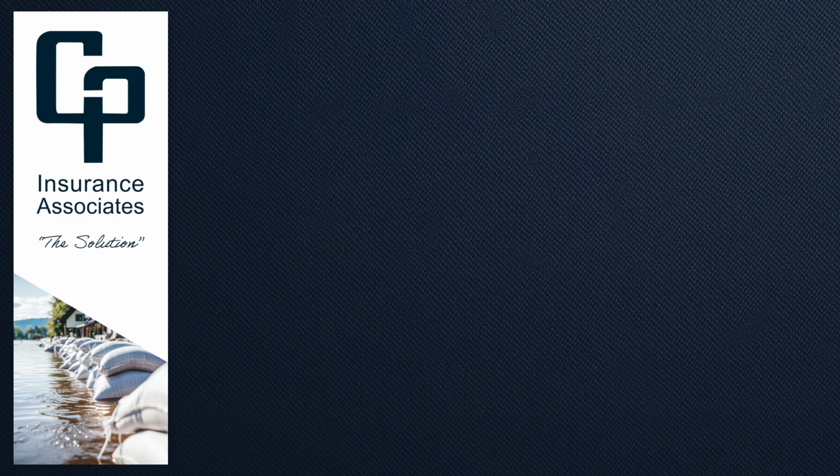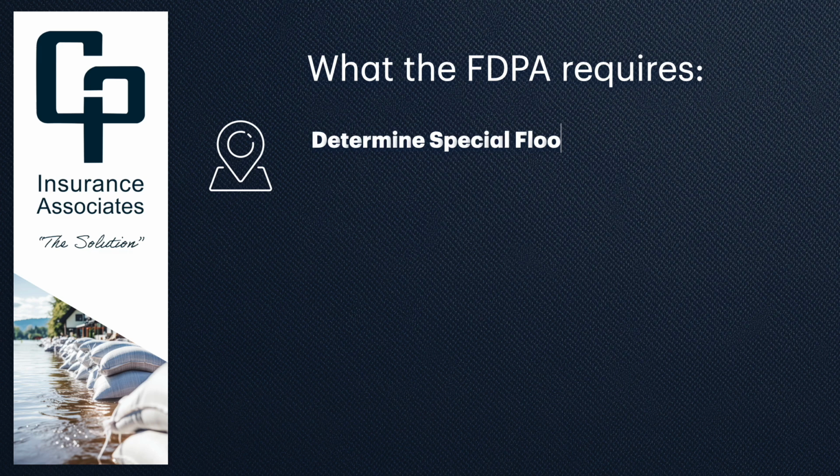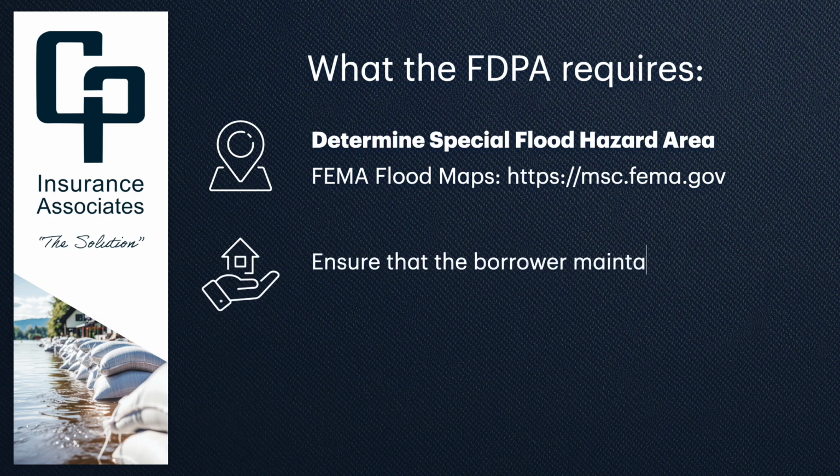Under the FDPA, lenders must determine whether a property securing a loan is located in a special flood hazard area, as identified by FEMA flood maps. If a building securing the loan is located in a special flood hazard area, and the community participates in the National Flood Insurance Program, the lender must ensure the property carries adequate flood insurance for the life of the loan.